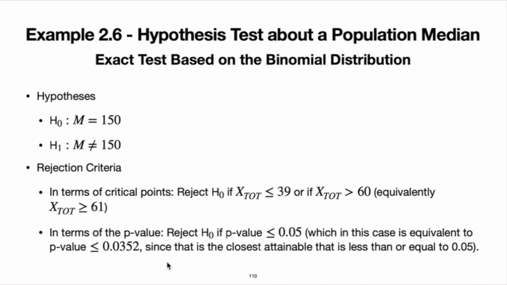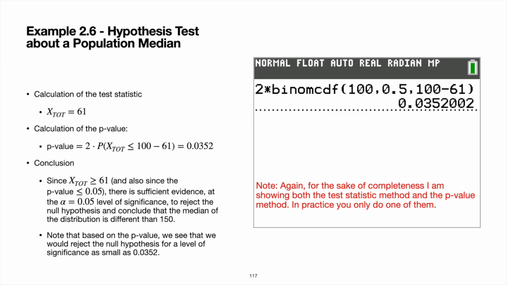Okay, in terms of the p-value, we would reject the null hypothesis if the p-value is no more than 0.05, which in this case, again, because of the discreteness of the binomial distribution, the exact reference distribution, is equivalent to rejecting the null hypothesis if the p-value is less than or equal to 0.0352, which is the closest attainable significance level that is less than or equal to 0.05. All right, so X tot was 61. The p-value turns out to be 0.0352.